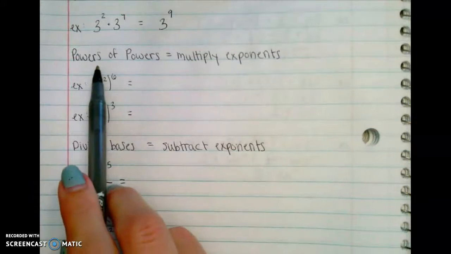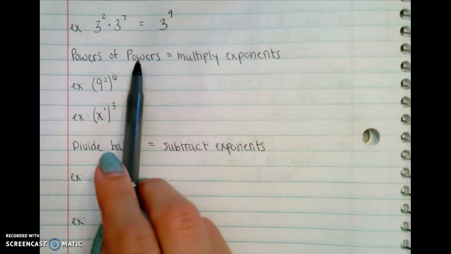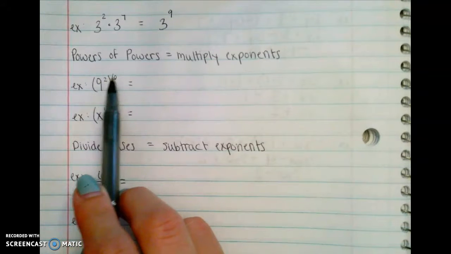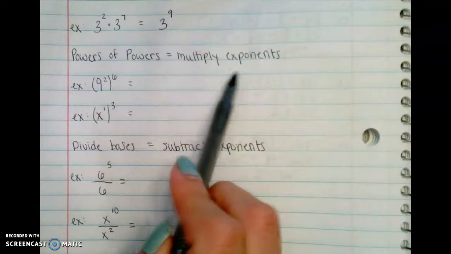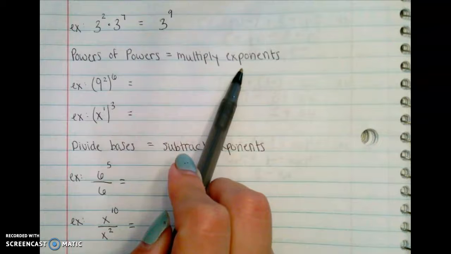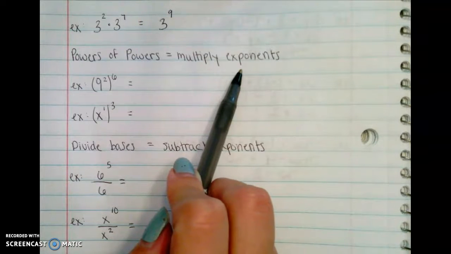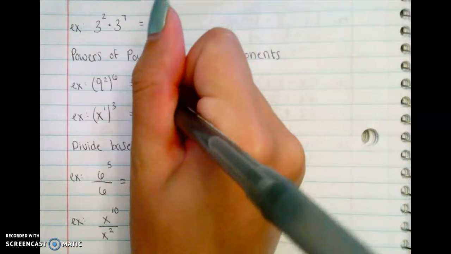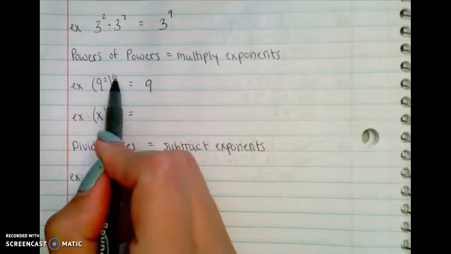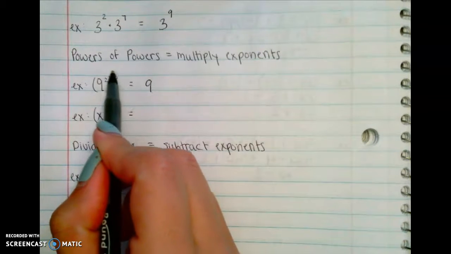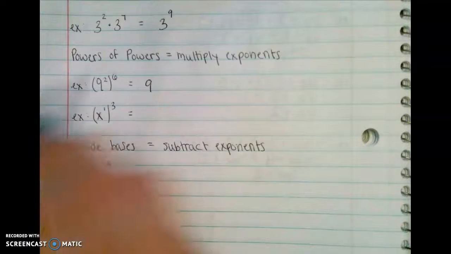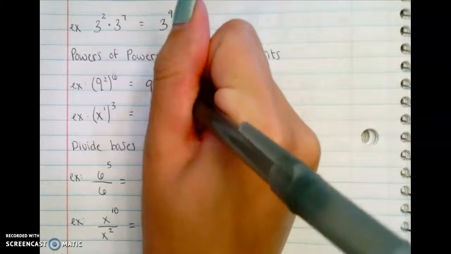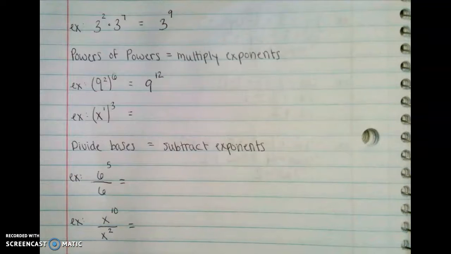So the second rule is if you have powers of powers, or sometimes I call them stacked exponents, you need to multiply the exponents. So you kind of distribute into the parentheses and you multiply the two numbers. So our base is 9, that's going to carry over. And we're distributing in and multiplying 6 times 2. So 6 times 2 would leave you with 12. So the answer to this problem is 9 to the 12th power.